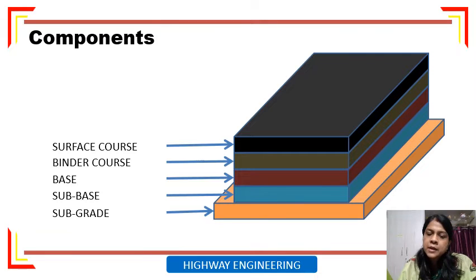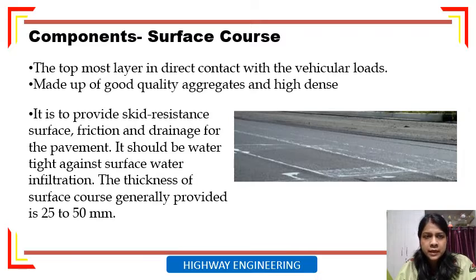Now in the next slide we will go through the details. The surface course is the topmost layer, which is in direct contact with the vehicular loads. It is made up of very good quality aggregates and it is very dense. It provides a smooth, skid resistant surface as well as friction and drainage for the pavement. It should be watertight against surface water infiltration, and its thickness is 25 to 50 millimeters.